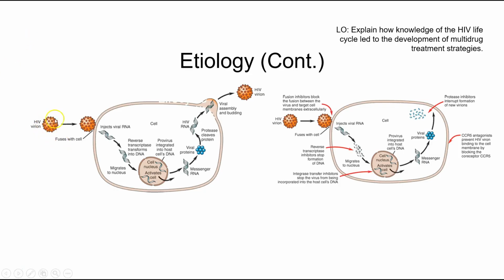So we know that HIV has to fuse with the cell, so we'll develop fusion inhibitors that block that fusion in the first place. We know that it has to inject its viral RNA, and that has to migrate to the nucleus, and it's going to use reverse transcriptase, an enzyme that's going to splice its DNA into our cells. So if we have reverse transcriptase inhibitors, we can break down that RNA before it gets spliced into human DNA.